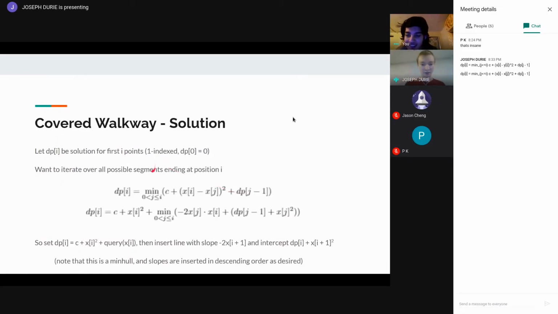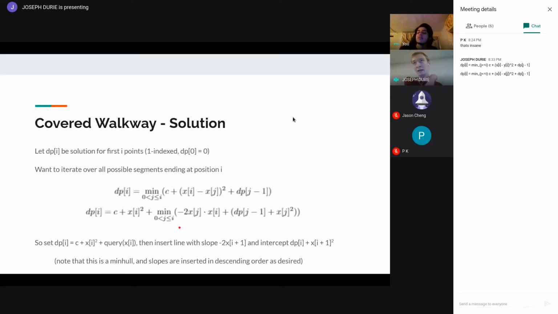So here's the DP solution we were just talking about, where again, dp i is the solution for the first i points. So we get this equation, and we can expand out this squared thing here, and pull out everything that doesn't have a j in it, right? Because the c plus x i squared is going to appear over everything. And then inside here, we have minus 2 x j times x i plus this function of j. So this is basically our y-intercept of the function, and then negative 2 x j is the slope.